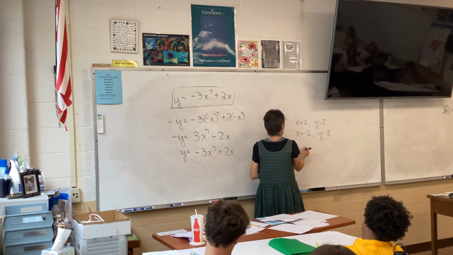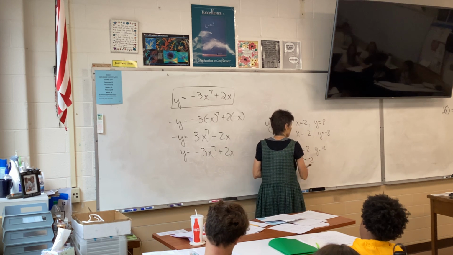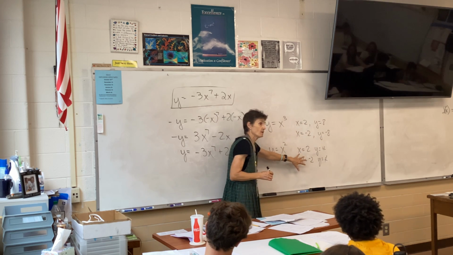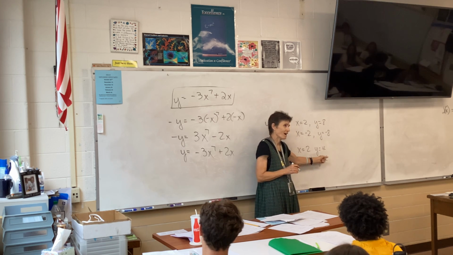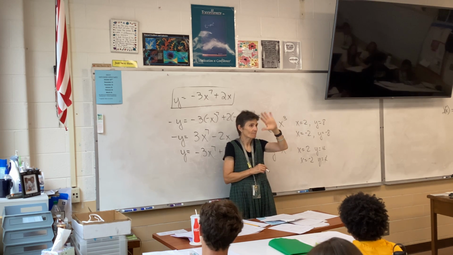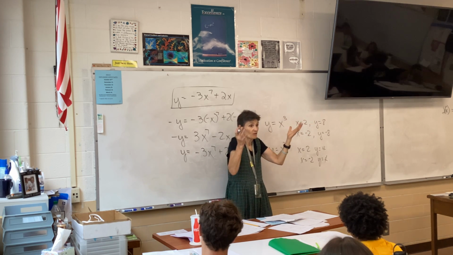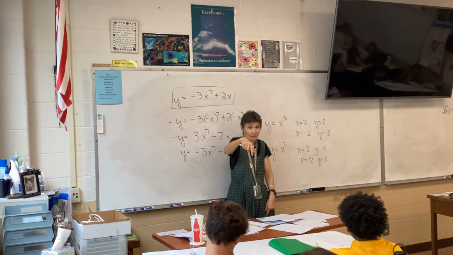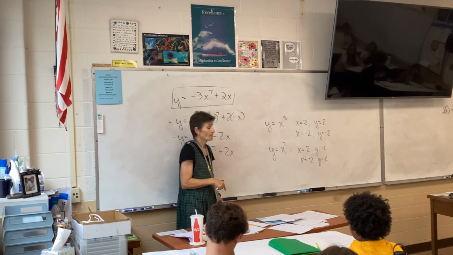Because here, if x is 2, y is 4. What if x is negative 2? Y is still 4. This is an even function because changing the sign on x doesn't impact your y, across the y-axis, right? So even means you can change the sign on x and nothing happens. Odd means if you change the sign on x, you're also going to change the sign on y. Okay? Got it? All right, anything else?